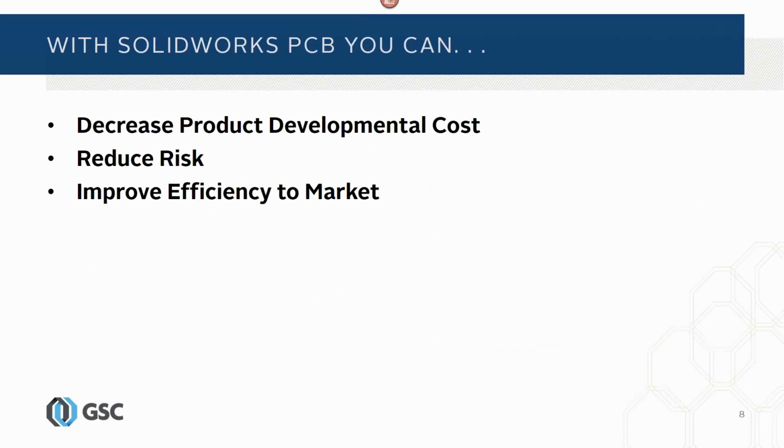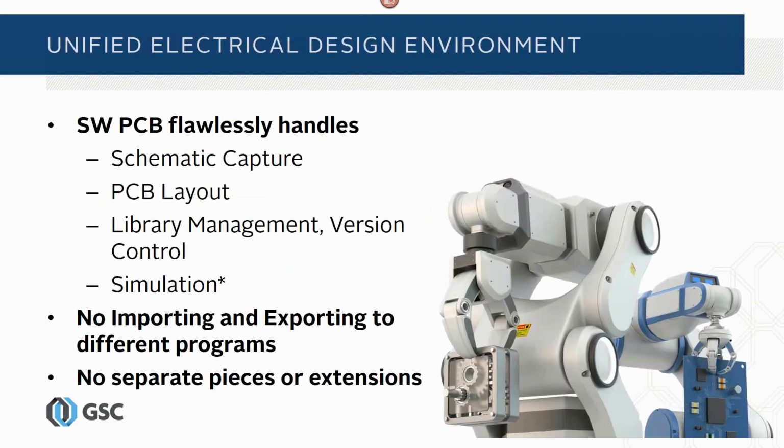So with the SolidWorks PCB, our aim here is to decrease your product development costs, to reduce the risk, and to improve your efficiency to market. And when I say reduce risk, I mean reduce risk of there being errors both to the board electronically and mechanically, and risk that something will happen in time, for a particular deadline. There's all sorts of risks that we're trying to mitigate when we're talking about SolidWorks PCB.